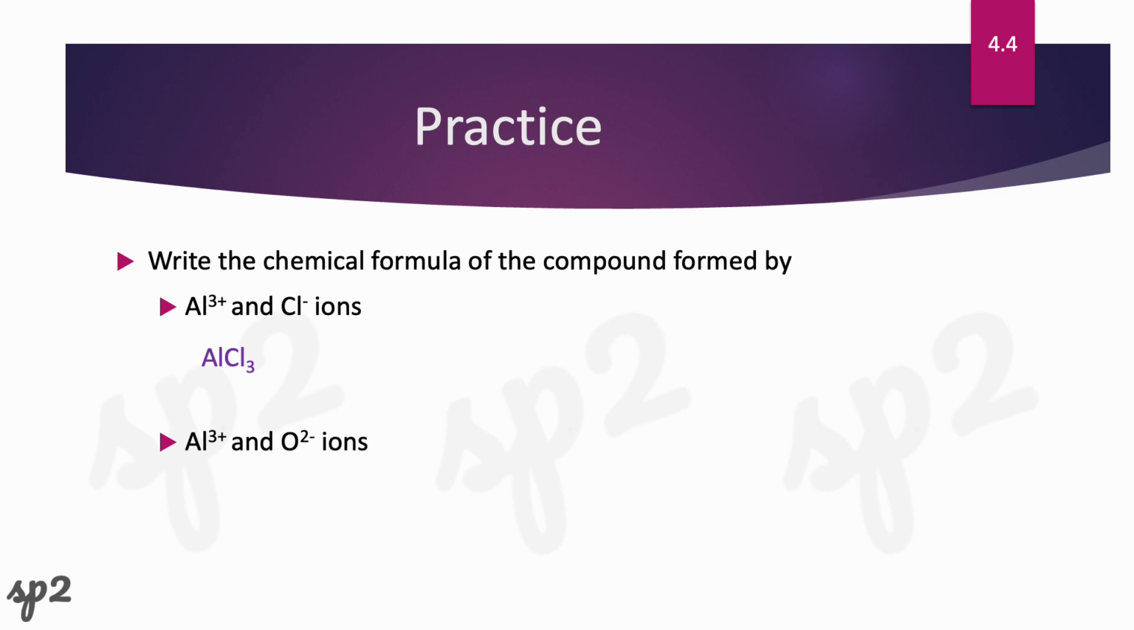The other one is with aluminum 3+, and now we have oxide. The oxide by itself has a 2 negative charge. So I need to have 2 of the aluminum and 3 of the oxide to balance out my charge. So keep that in mind. For all of these ionic compounds, your charge must be balanced.